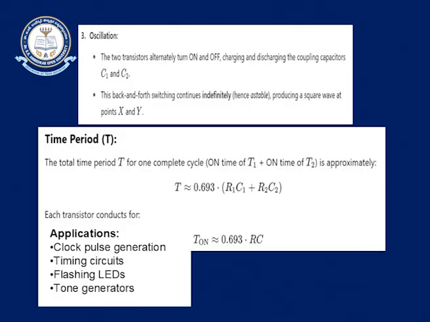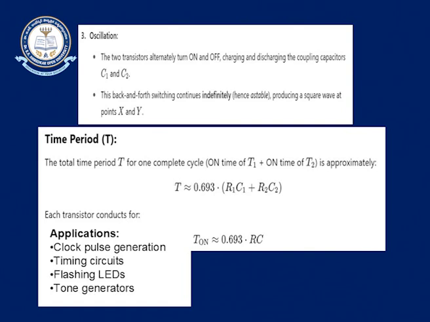That is what we see in the first figure of an astable multivibrator: input is in one direction and the output we are taking is reversed. So, that is how we are getting the reverse. Next, when the two transistors alternately turn on and off, charging and discharging takes place between the coupling capacitors C1 and C2. So, this back and forth switching continues indefinitely, producing the square wave between X and Y.